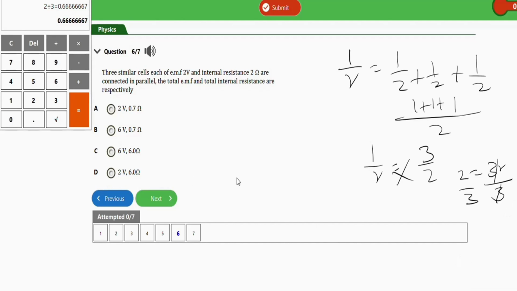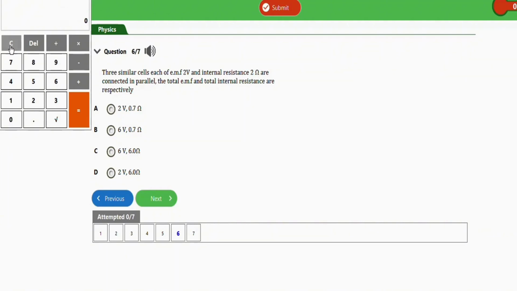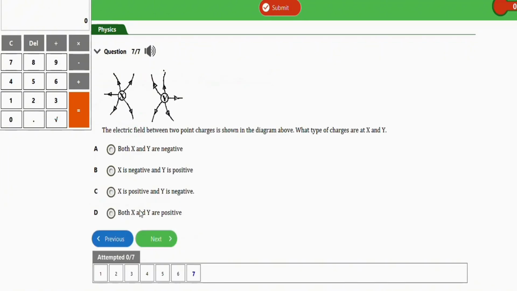Let's solve the last question before we call it a class. The last question will be this one. It says the electric field between 2 point charges is shown in the diagram above. What type of charges are at x and y? You have both x and y negative. X is negative and y is positive. X is positive and y is negative. We have both x and y are positive. So for this particular question, the correct option will be option D, which is both x and y are positive.